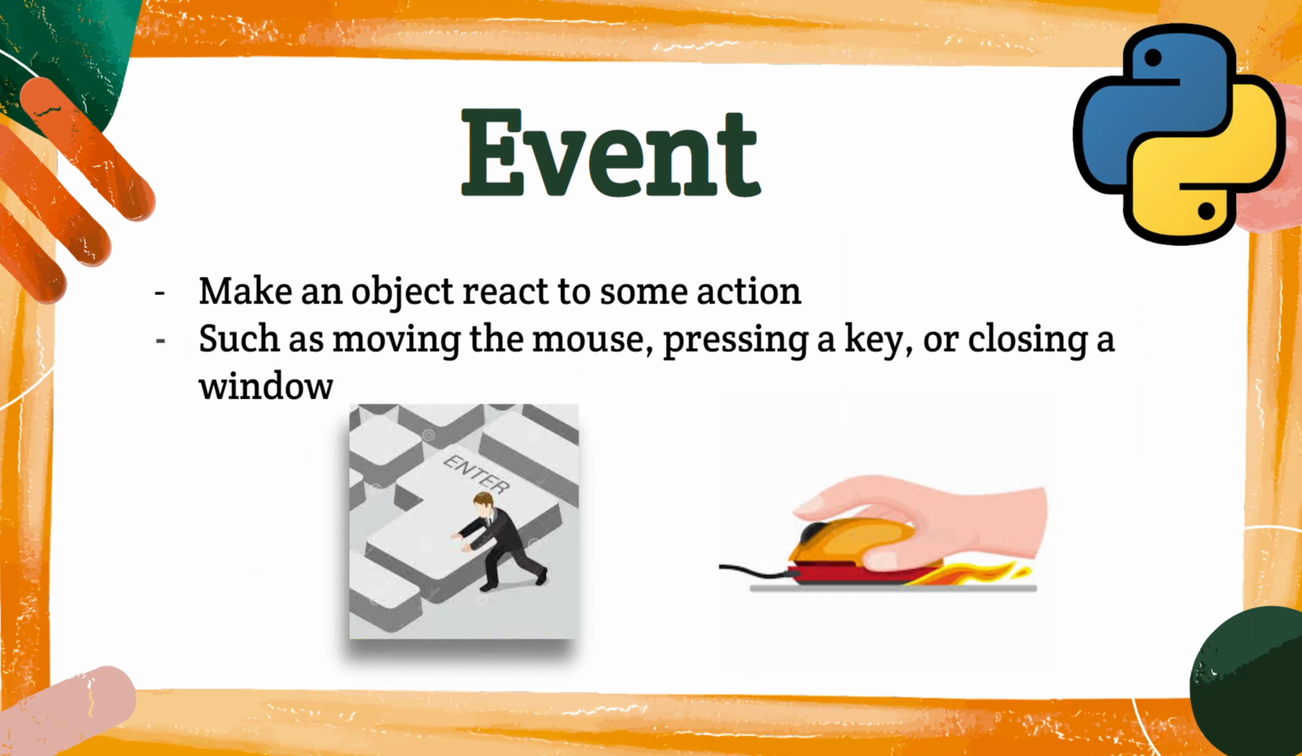In computer science, event means some action, such as moving the mouse, pressing a key, or closing a window. For example, if I hit Enter key, I wish a graphic like the red ball to move to its right. This is a case of event in which the ball object responds to the Enter key event.